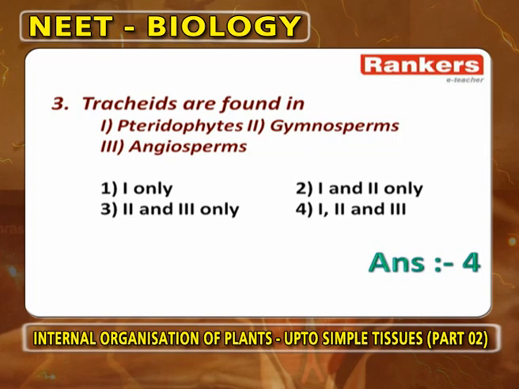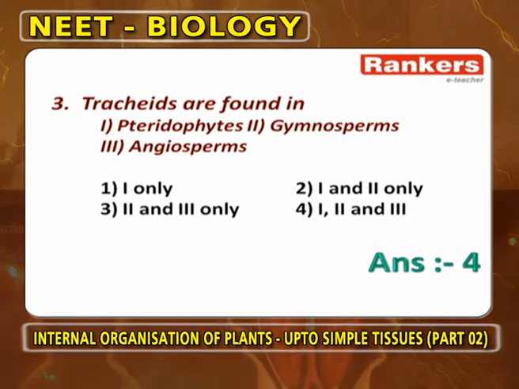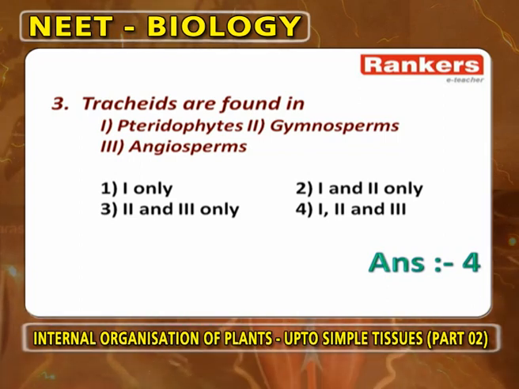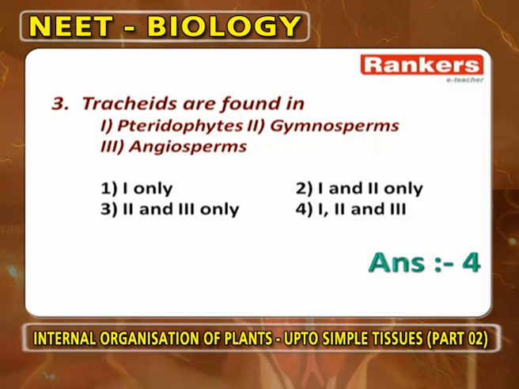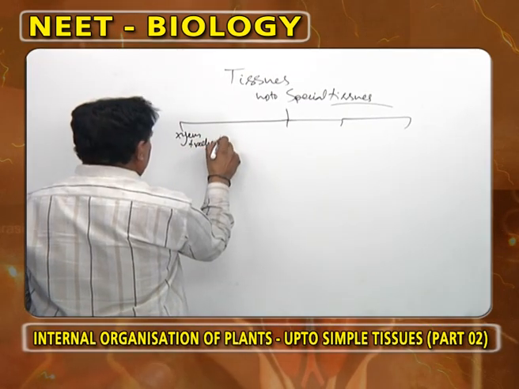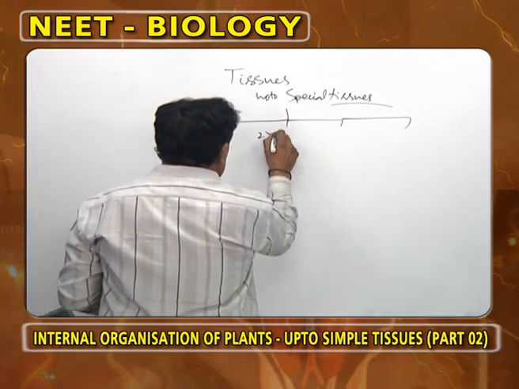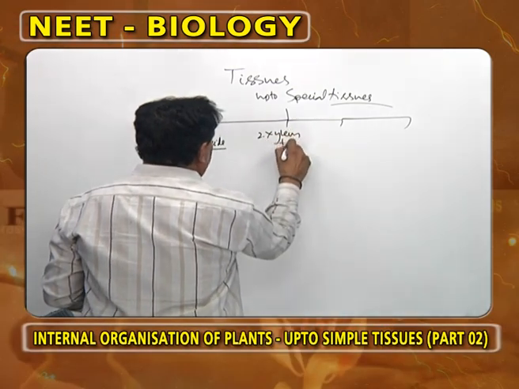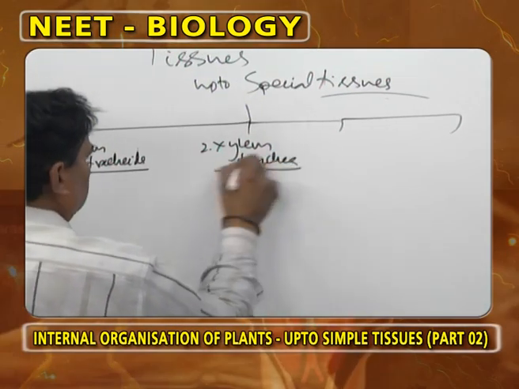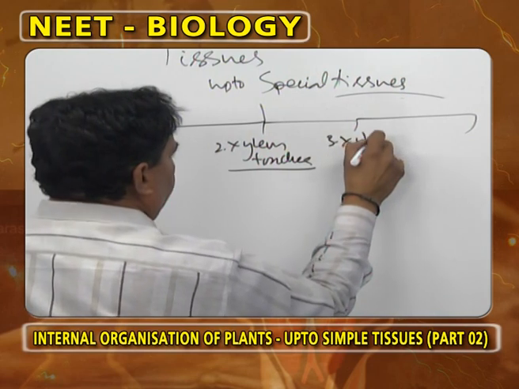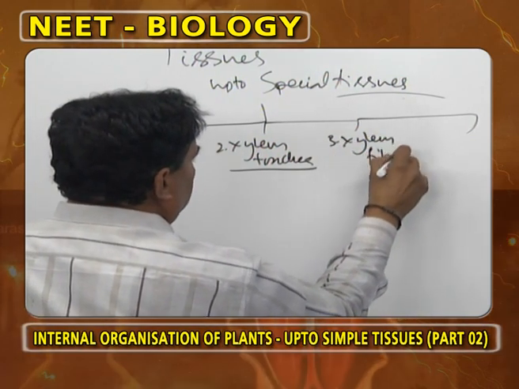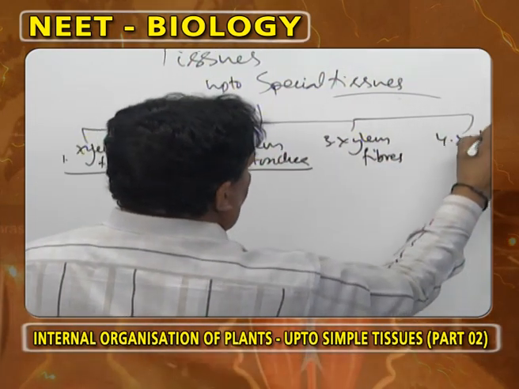Tracheids are found in xylem. Xylem is divided into four parts: xylem tracheids, xylem trachea or vessels, xylem fibers and xylem parenchyma.